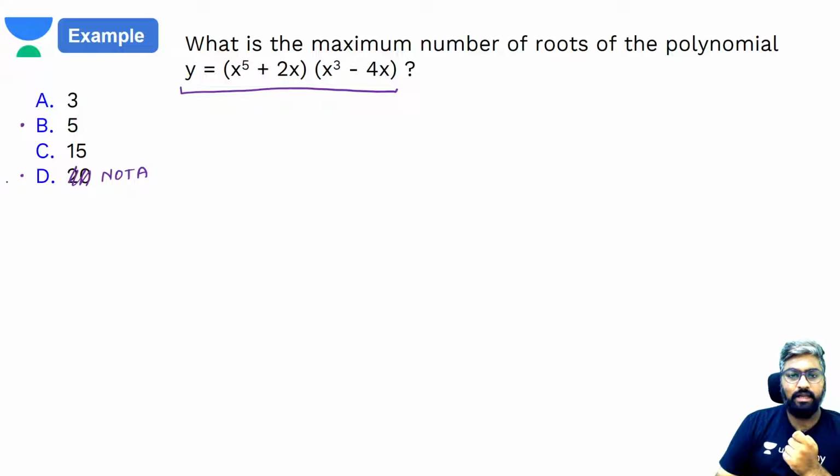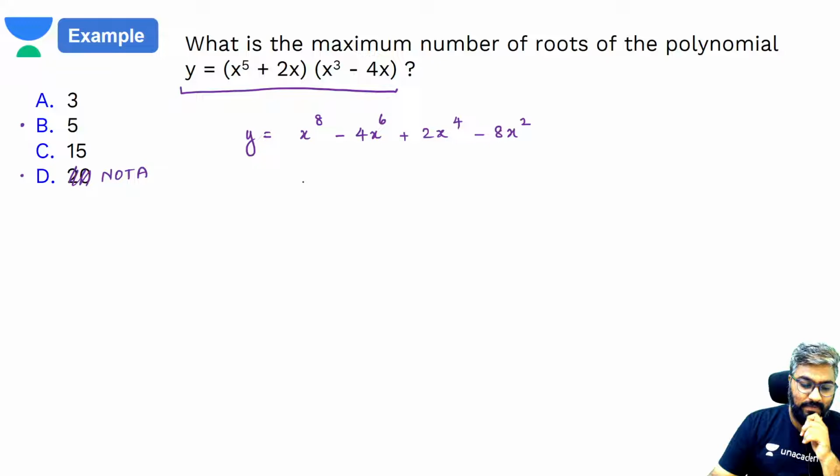So let's have a look at this. Y will be equal to, let's start multiplying. X power 5 into x cube is x power 8, minus 4x to the power 6, plus 2x to the power 4, minus 8x square. This is the expansion, correct?